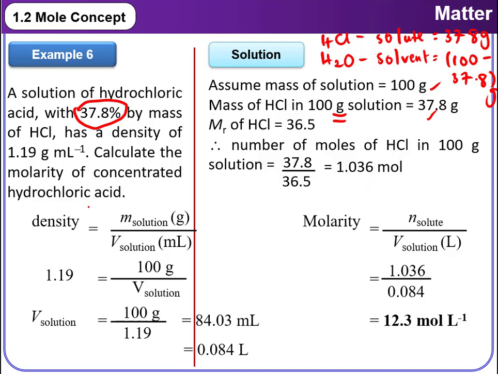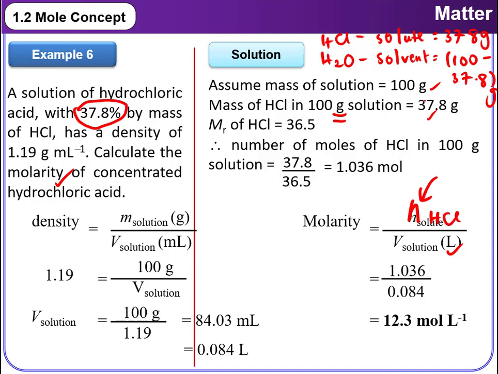Okay. The question is asking you to calculate the molarity of concentrated hydrochloric acid. How can we calculate the molarity? Get back to the definition of molarity. Molarity must consider the mole of solute. So which one is the solute? The solute is HCl, divided by volume of solution, which must be in liter. Right? Okay.